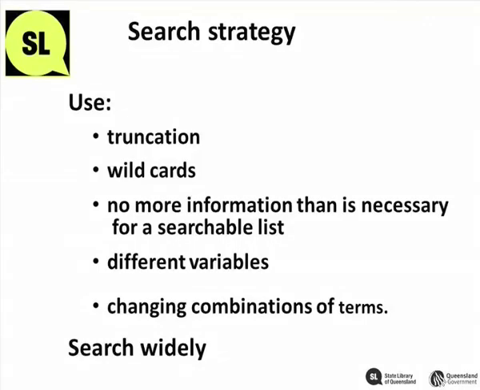Your search strategy can be very important. Use truncation, that is, cut a word back to its stem and use a wildcard. A wildcard means anything after those letters, like an asterisk. Don't use any more information than is necessary for a searchable list. I realise that's a challenge with Smith. Mix up the terms you use. Use different ones and search widely regardless of what people tell you.